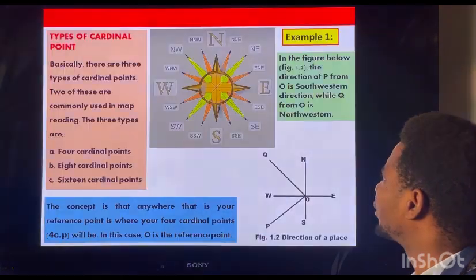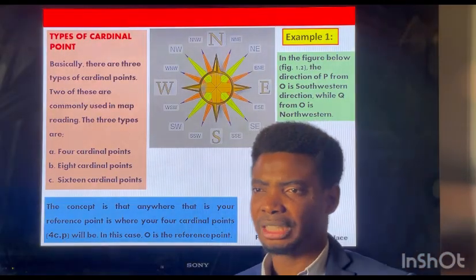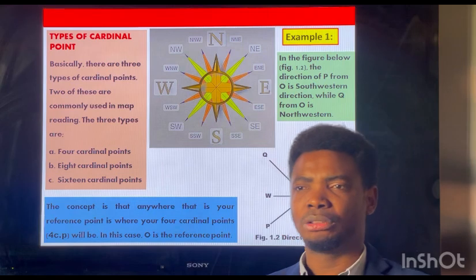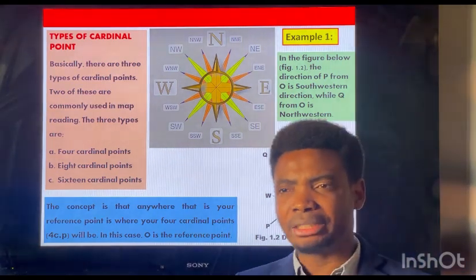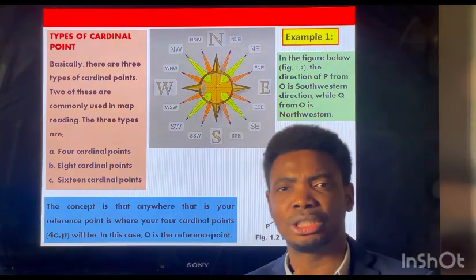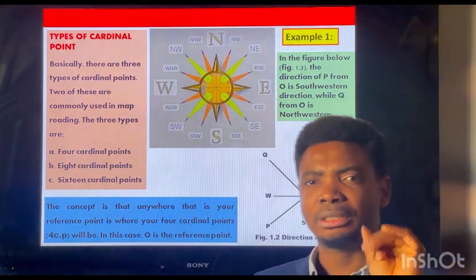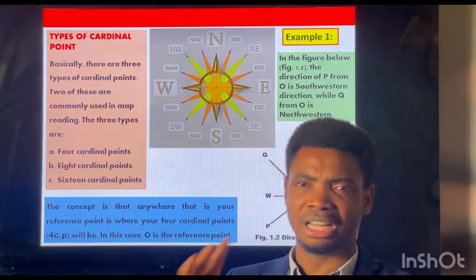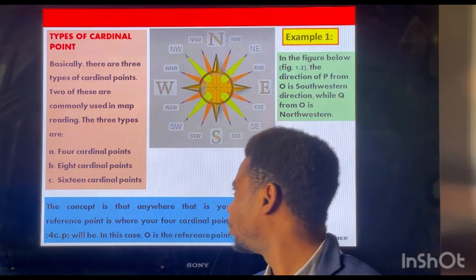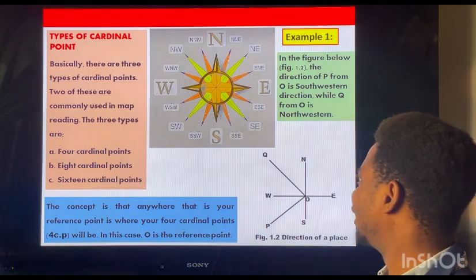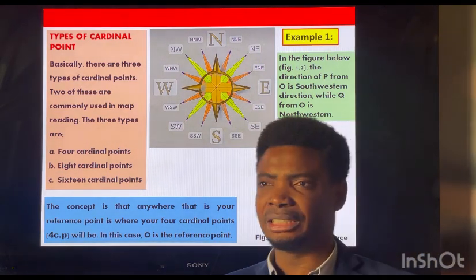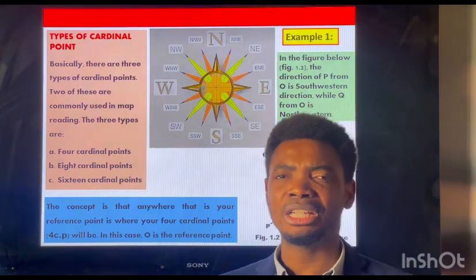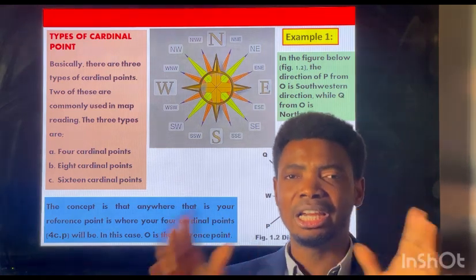Now let's look at the types of cardinal points. Basically, there are three types of cardinal points that we use in practical geography. Number one, we have the 4 cardinal points. Number 2, we have the 8 cardinal points. Then number 3, we have the 16 cardinal points. Each of these at different levels is very useful. But basically, in secondary school or year one geography, we only limit it to the 4 and 8 cardinal points.